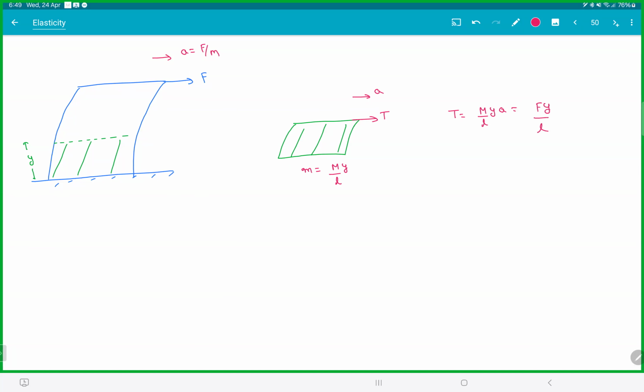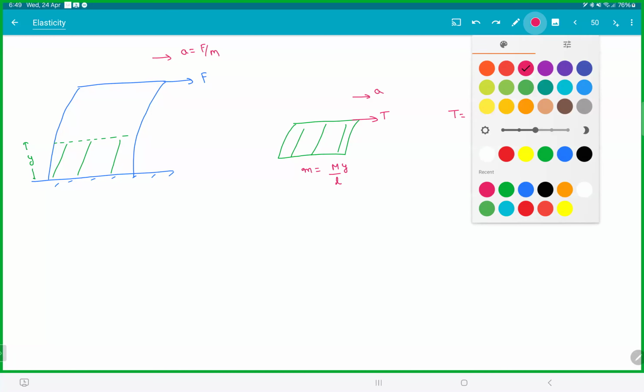So tension is not constant. As you go up, the tension will increase at every cross section. Because obviously, think about it. Here you have to pull only this much mass. If you go here, then you have to pull this much mass. The higher you go, the more mass you have to pull to the right side. Tension will gradually increase. So tension at every section is not the same.